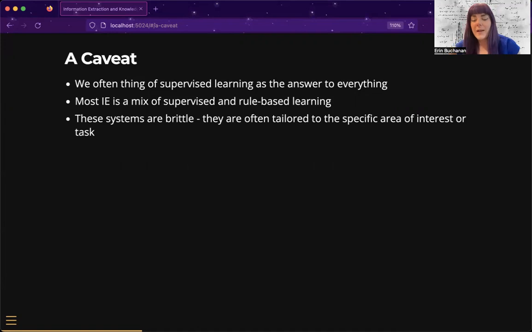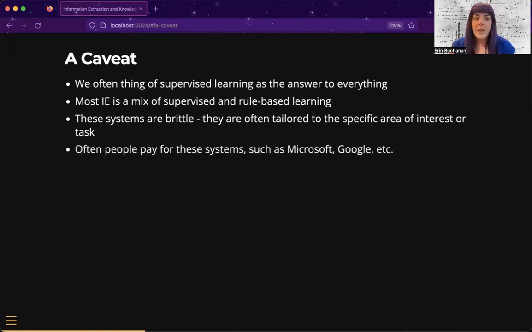Okay, and if you have a set of objects or names, you can create your own, okay, which we'll look at how to do. And more often than not, people pay for these systems. Okay, so using Microsoft's, Google's, and there's a couple of others with APIs that you can use to run your text through and get the entities out of them. Now, those systems are less brittle because they're large. Okay, individually tailored systems are more brittle because they only will work for the types of things they've been trained on. Okay, they do not generalize well.